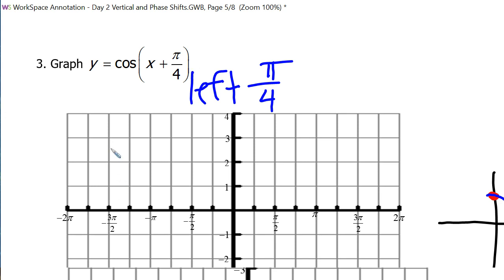So instead of starting at 0, 1, that initial point needs to be translated to the left pi over 4 units. And we talked about the x-axis yesterday. If this is pi over 2, half of that would be pi over 4. So it's actually scaled by pi over 4 increments. If I need to move to the left pi over 4, then I just need to move 1 unit to the left, which would be pi over 4 units. So that first point is at negative pi over 4, 1.